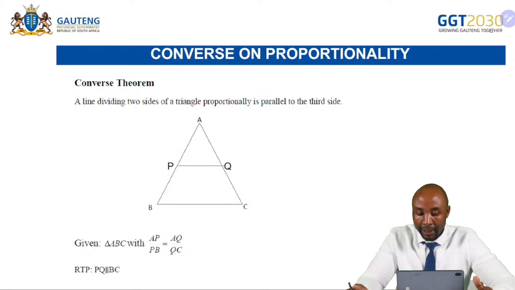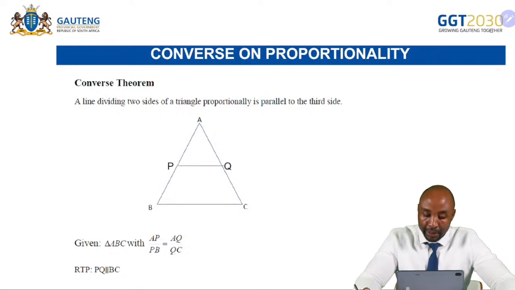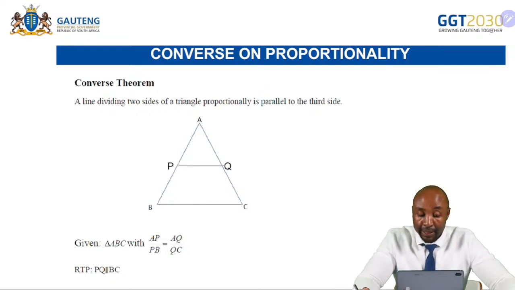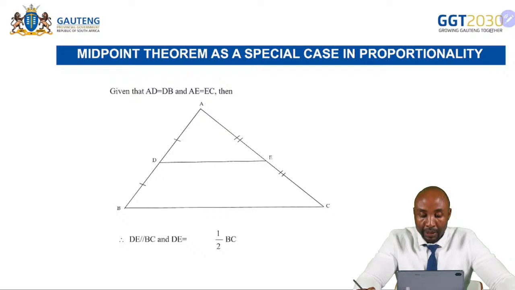And for us to prove the converse, we are supposed to use some elements of similarity to help us prove that our AP over PB, that information will be given, and we are supposed to prove that PQ is parallel to BC. And please note, as you do this proof, you must indicate the information in your diagram as well. So that is the converse of the proportionality theorem, and we should be able to see it and apply it as we move forward.